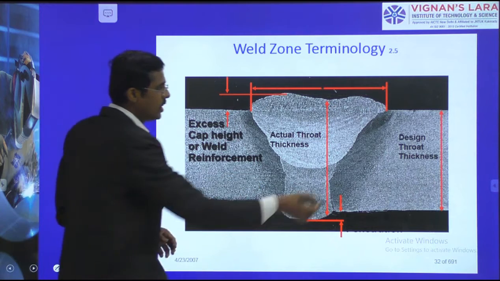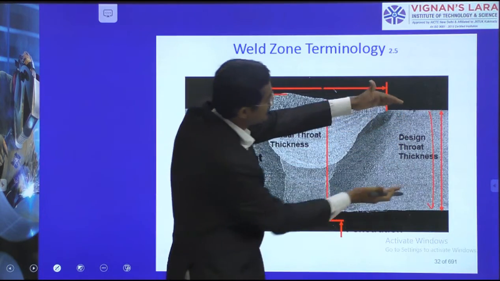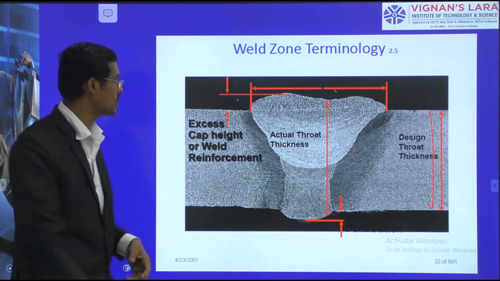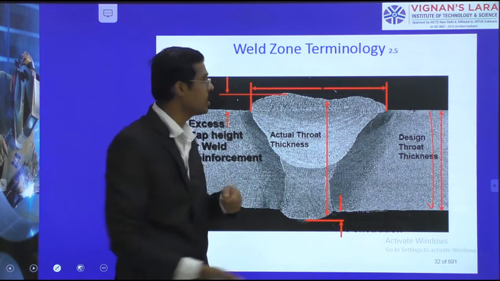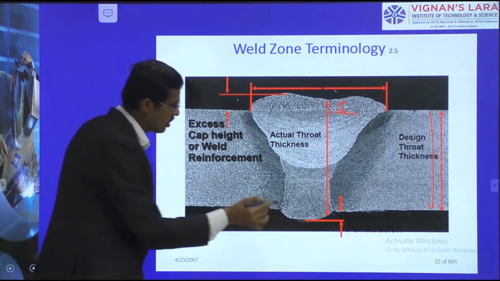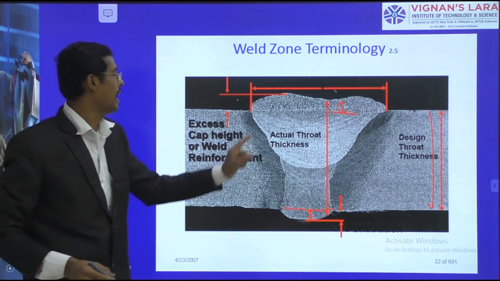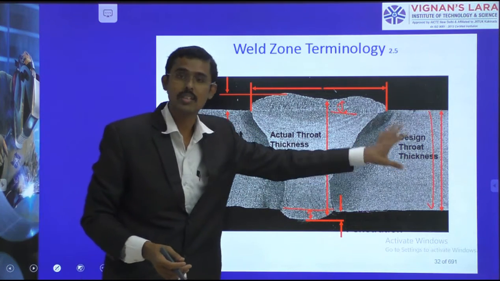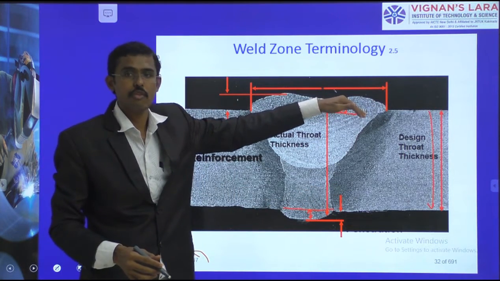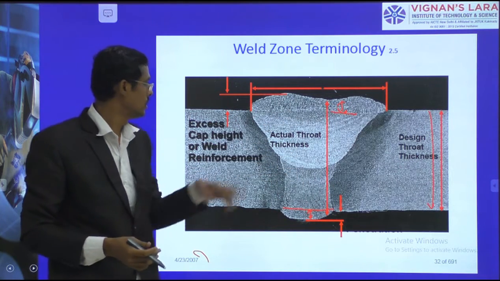See, now here the design throat thickness is the total thickness of the specimen, maybe 10 mm, 20 mm, whatever it is. And how far we are welding, the actual thickness, is the addition of this reinforcement along with this root. Both combined we call the actual throat thickness. This is the design throat, the thickness of the specimen. But during welding, the cap, the reinforcement, is formed, and the root also has full penetration. That is why the total together is called the actual throat thickness.